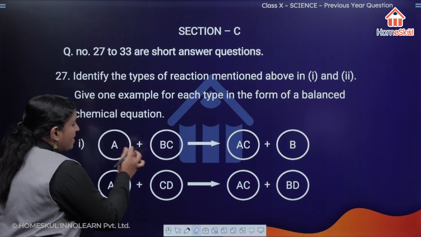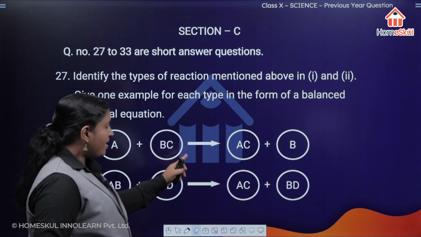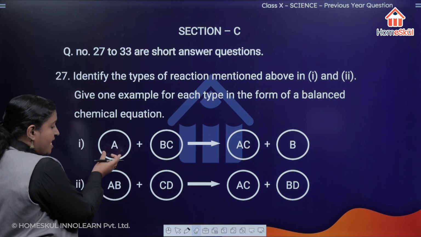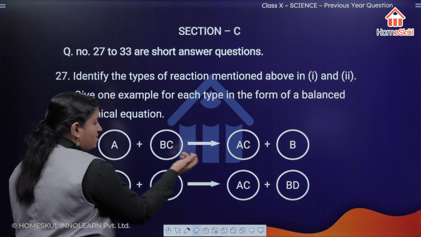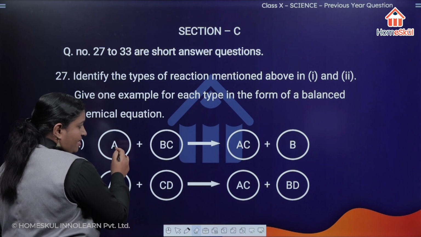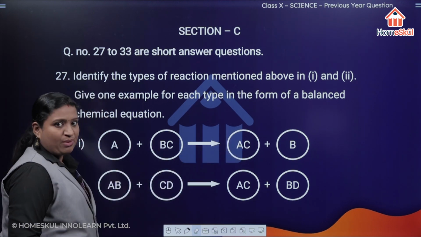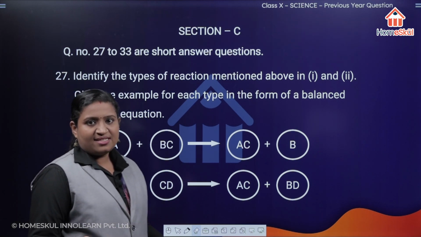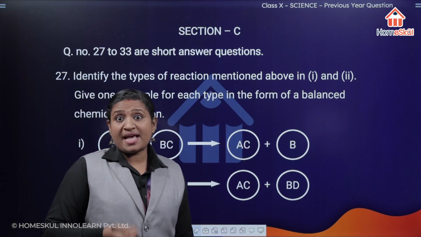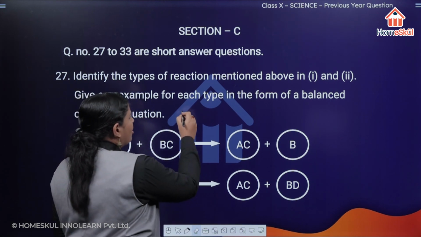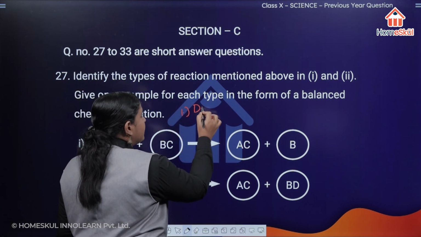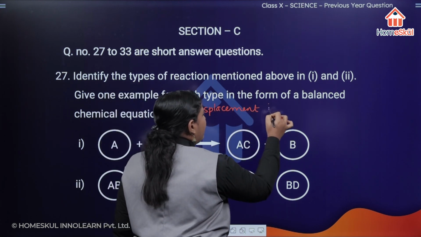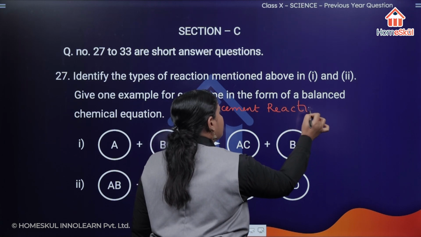First one, A plus BC giving AC plus B. So, before reaction A is alone. What happened after the reaction? It combines with the C, isn't it? And B is displaced. So, what type of reaction is the first one? Yes, you are correct. It is displacement reaction, isn't it? So, here you have to write an example for a displacement reaction. Can you give an example for displacement reaction?